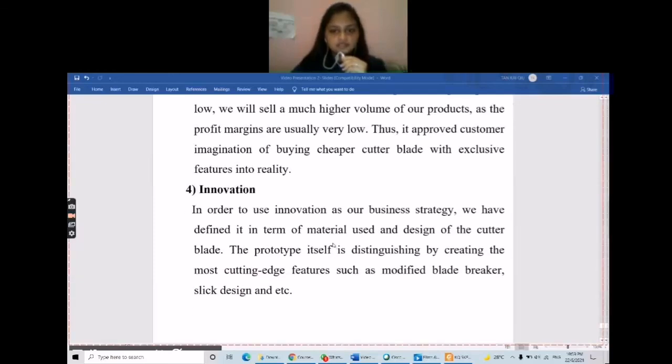In order to use innovation as our business strategy, we have defined it in terms of the materials used and the design of the cutter blade. The prototype itself is distinguished by the most cutting-edge features such as a modified blade breaker, blade design, and a lot more. That's all from me.